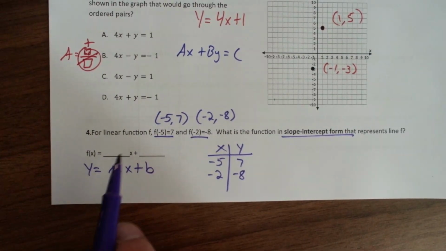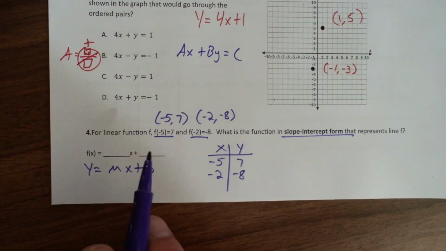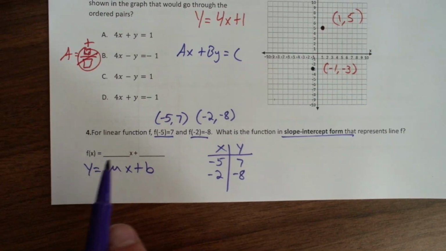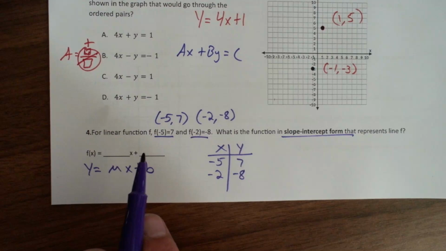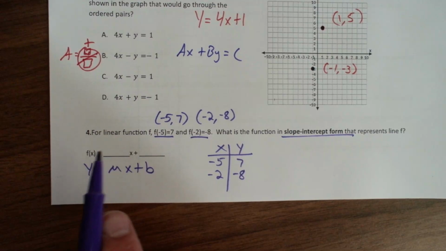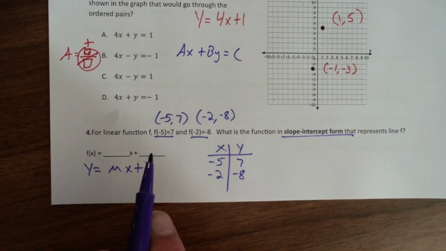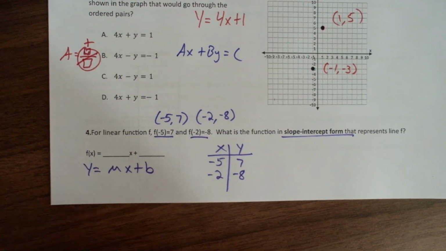Make sure also with these, if your m or your b happens to be negative, you have to write it in, because it's always going to be written or given to you as y equals mx plus b. So if you got a negative value here, you have to write it in with the negative. If you get a negative value here, you have to write it in with the negative.